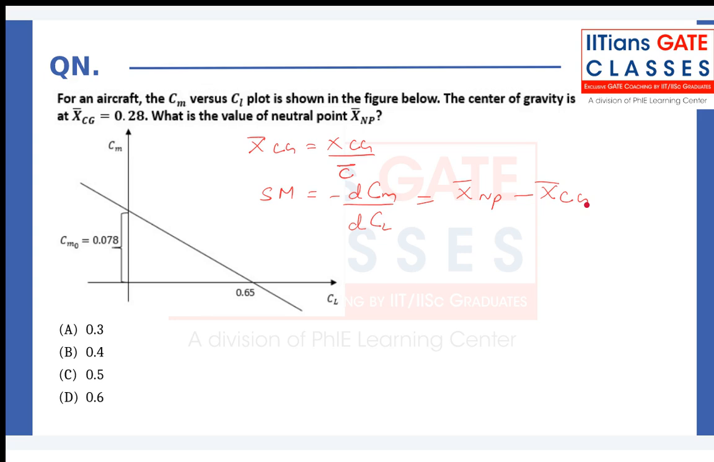The static margin equation is the only one that you'll have to use. First you find the slope. X bar CG is given to you directly, and then you can find X bar NP. So what we need to do first is find the slope, dCM by dCL. How do we do this?